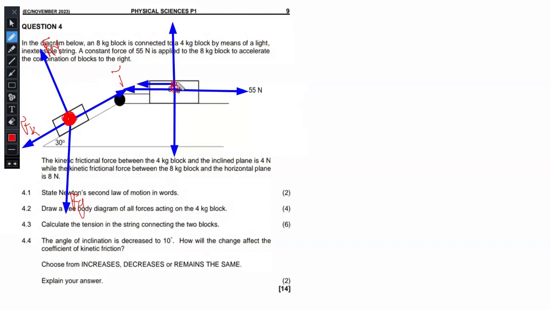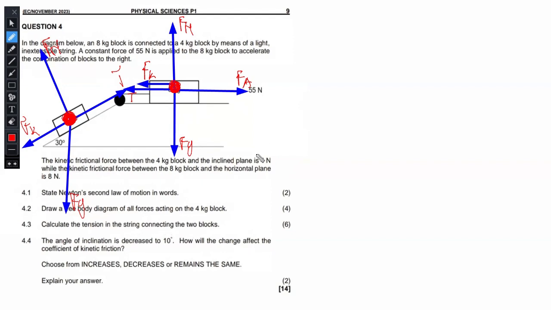And then the forces acting on the 8 kg block would be the normal force, the gravitational force, and then you have your force applied, then this is tension, and then this here we have Fk. Now we have the free body diagram of both the 4 kg block and the 8 kg block. Now we are required to calculate the tension in the string connecting the two blocks.